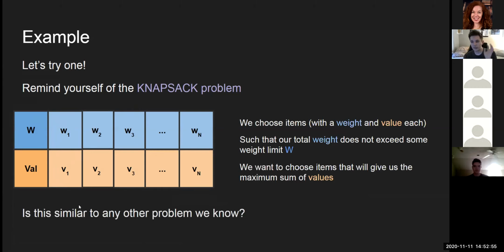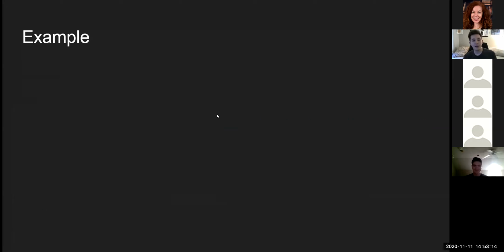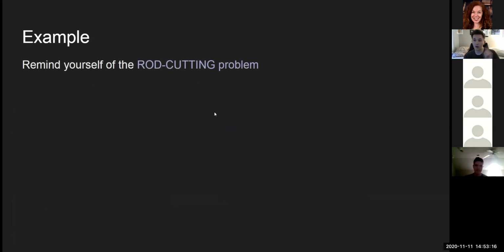So can anyone think of a problem that this is very similar to, that we've already seen? I'm going to give it a couple of seconds in case someone can come up with something. The rod cutting problem? That's a good call. In fact, that's the one that I chose for this, and it is very similar. So let's talk about the rod cutting problem. You get a coop buck, Connor, so congrats.